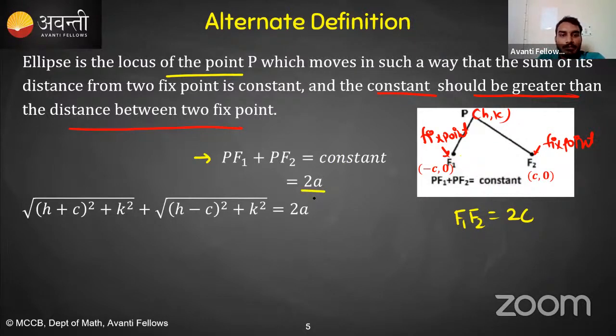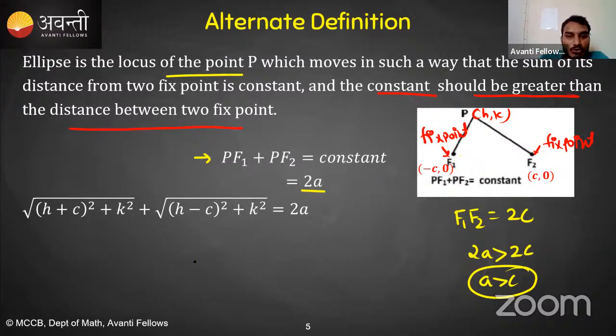equal to 2a. And it is also saying that this constant is greater than the distance between the two fixed points, meaning 2a is greater than 2c. Is this clear, everyone? Means a is greater than c also. Is this clear? Tell me quickly in the chat box, students. Shraddha, is this clear?